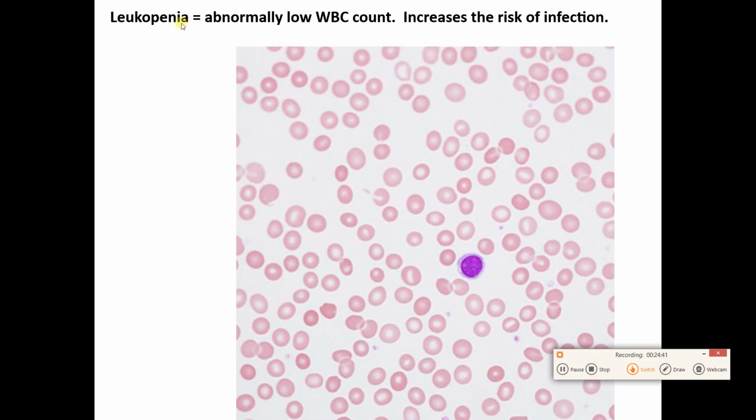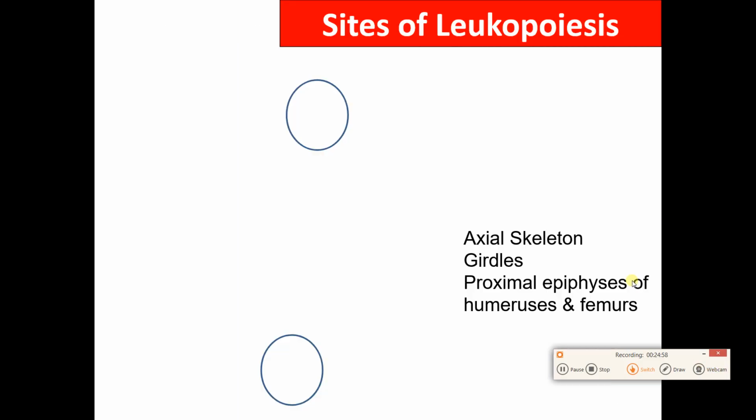Penia means a deficiency. So leukopenia, or lacking white blood cells. So this is going to be bad. This is going to increase our risk of infection because white blood cells are doing that immune job, killing bacteria, killing viruses, killing infected cells.